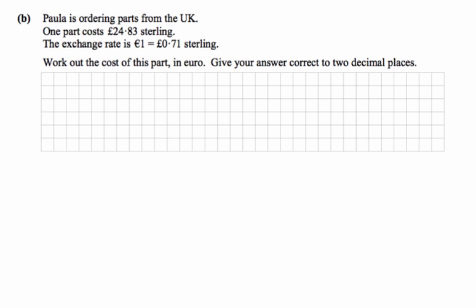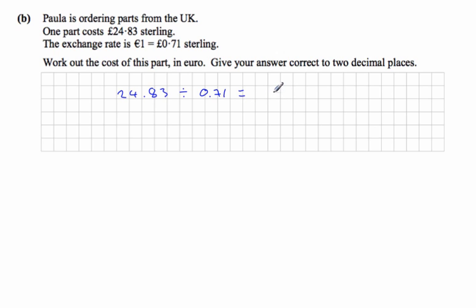Okay, well, if €1 is worth 71 sterling, we just need to find out how many 71s are there in this amount here. So to do that, we're going to divide 24.83 by our 71 pence. We're going to keep the units the same. If this is in pounds, we have to write the 71 in pounds as well.